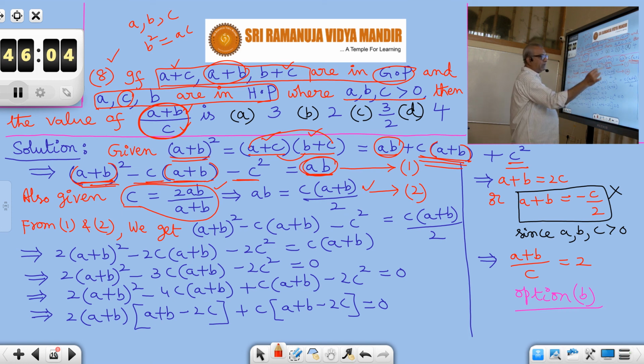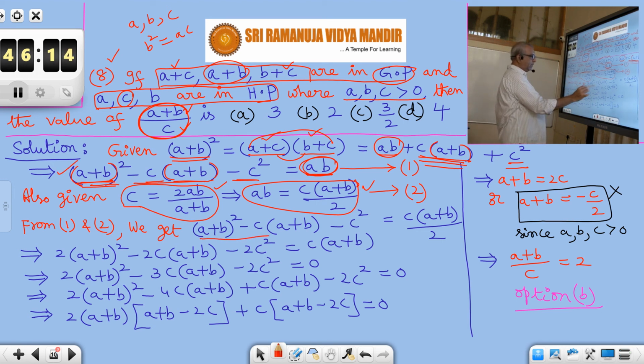So, in place of this AB, I am putting what? This value, C into (A plus B) by 2. So, this equation I am writing again: (A plus B) whole square minus C into (A plus B) minus C square. Up to here I have written this; in place of this AB I have written C into (A plus B) by 2. Okay. Then multiply by 2 both sides. Here 2 into (A plus B) whole square. Here I will get minus 2C into (A plus B) minus 2C square is equal to, on the right hand side, 2 gets cancelled, C into (A plus B).